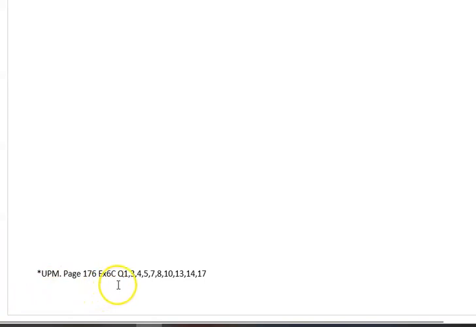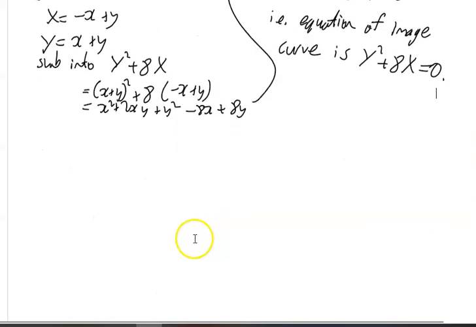It's exercise 6C, questions 1, 3, 4, 5, 7, 8, 10, 13, 14 and 17. And any problems, give me a shout.